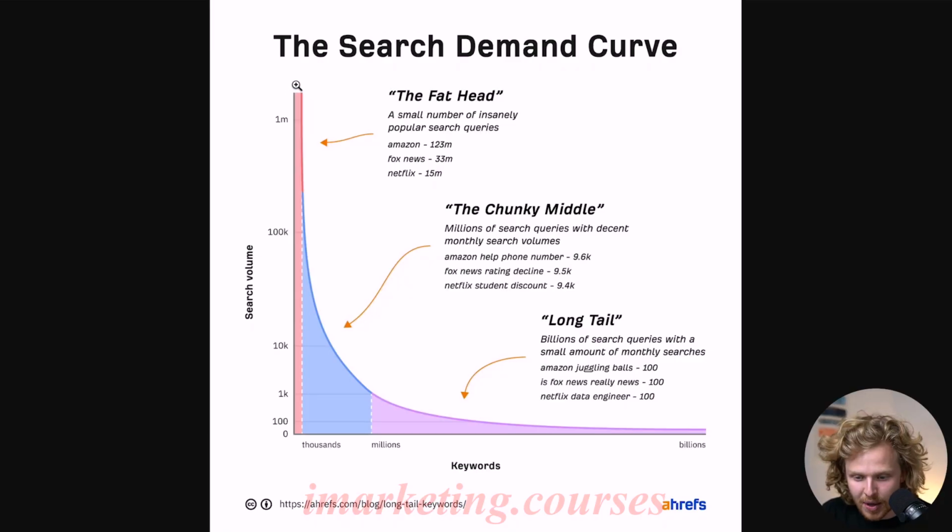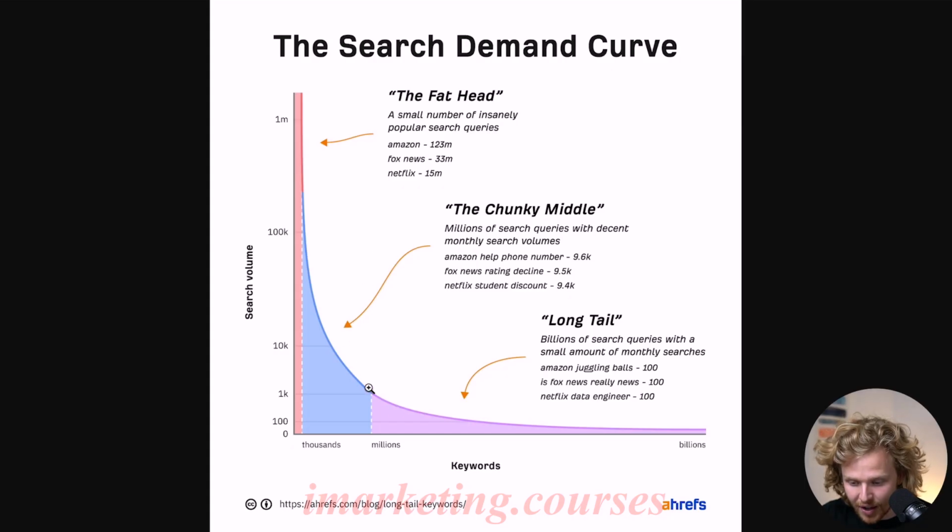Now, when we're talking about short tail, we're basically referring to a group of keywords that get a huge amount of traffic. And that's what's being represented right here in this red section, what Ahrefs is calling the fat head, right? So a small number of insanely popular search queries. Those are short tail keywords. And now all the way on the other side, we have long tail keywords, right? These are keywords that are going to have less search traffic, but there's going to be a lot more of them, right? So that's the main difference.